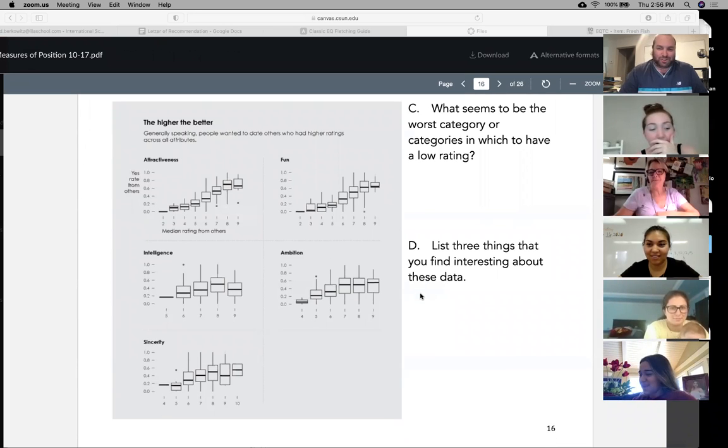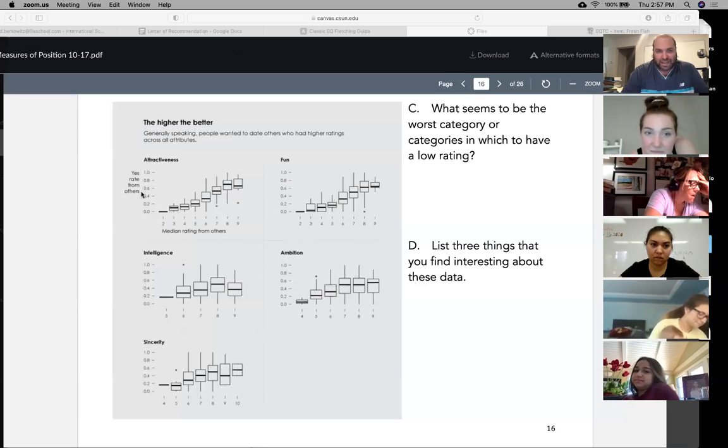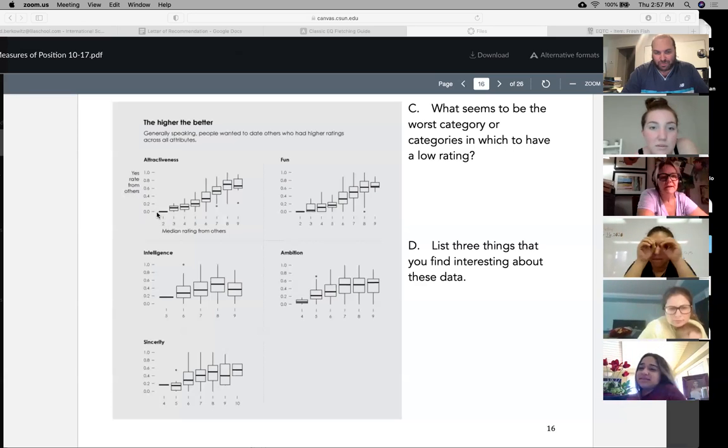So, okay. Generally speaking, people wanted to date others who had higher ratings across all attributes. So let's look at this first one here. So what's going on here? 2, 3, 4, 5, 6, 7, 8, 9. In other words, if someone had an attractiveness rating of 2, what percent of people wanted to go out with them, according to this? Basically, nobody. Story of my life.